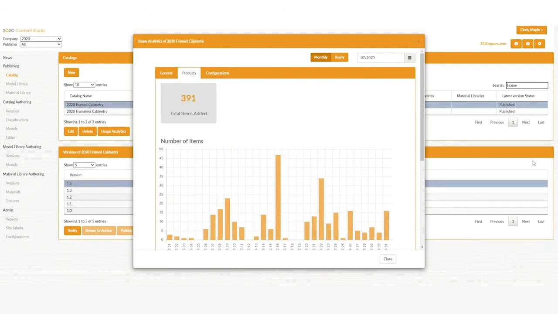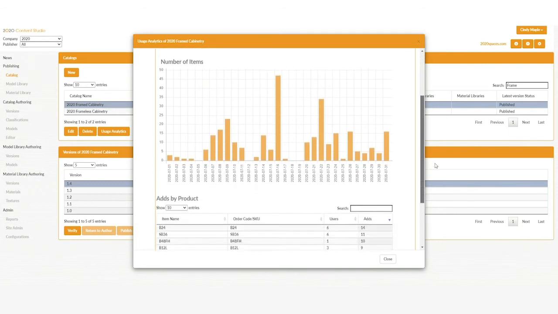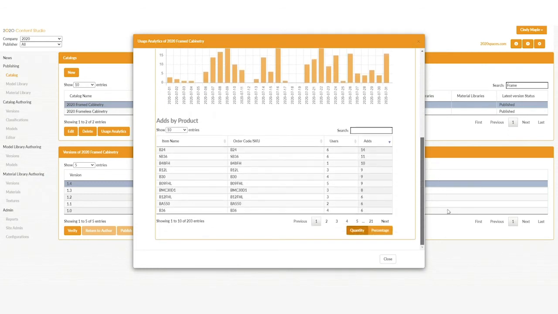At the product level, publishers can see the total number of products added and the number of products added each day or week. Products that are added the most are listed in order of the number of times they were added and the number of users who have added them. Top products can be viewed by quantity or percentage in comparison to all other products that have been added.